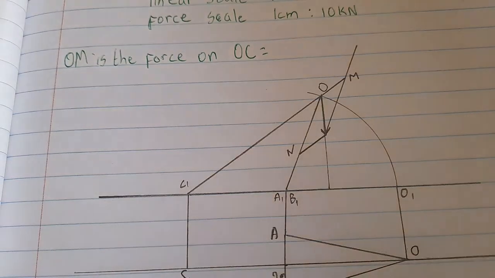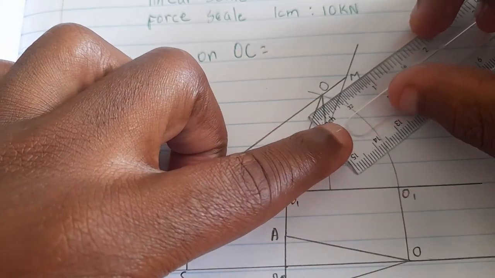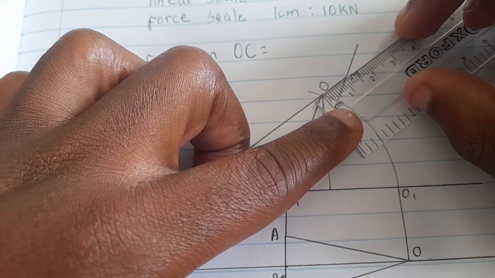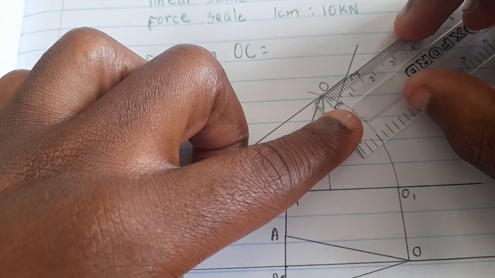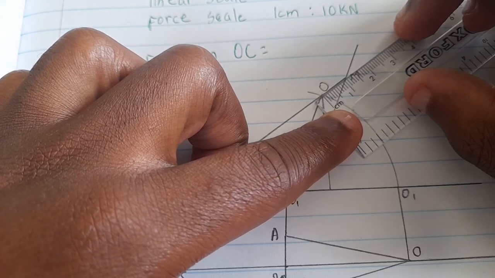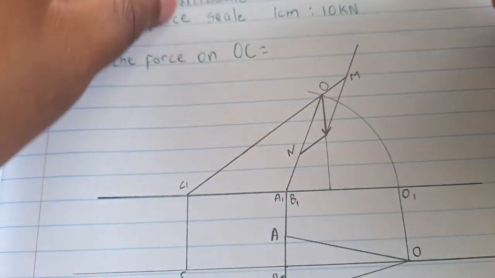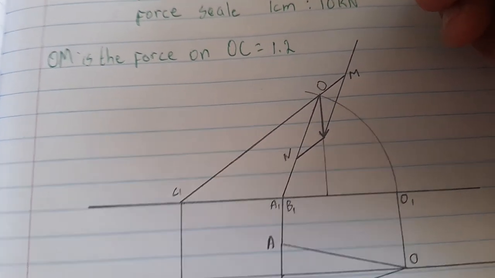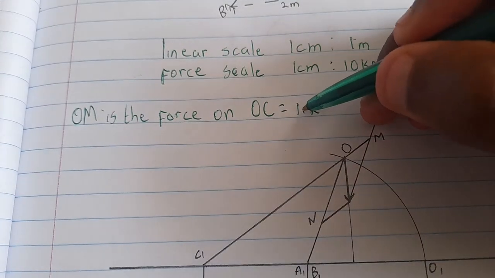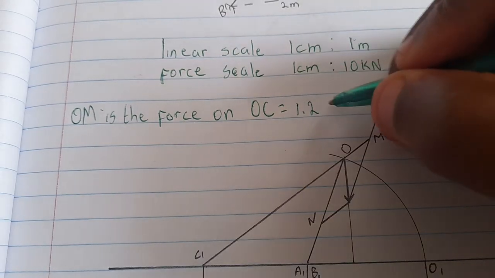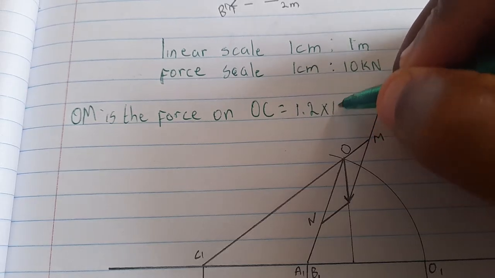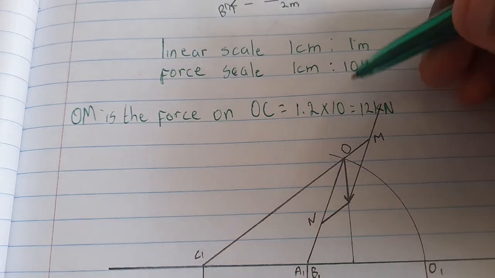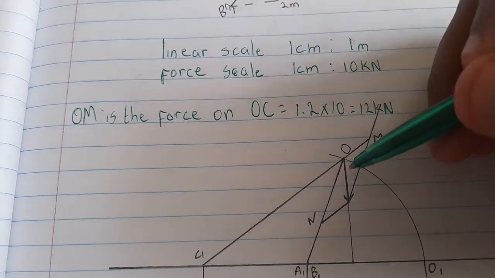All right, so you take your ruler, you measure OM, and when I put my ruler there, I get about 1.2. Okay, let's make it 1.2. But remembering our force scale, this is in centimeters. To convert it to kilonewtons, we need to multiply by 10 and we get 12 kilonewtons. Okay, so that's the force on the backstay.